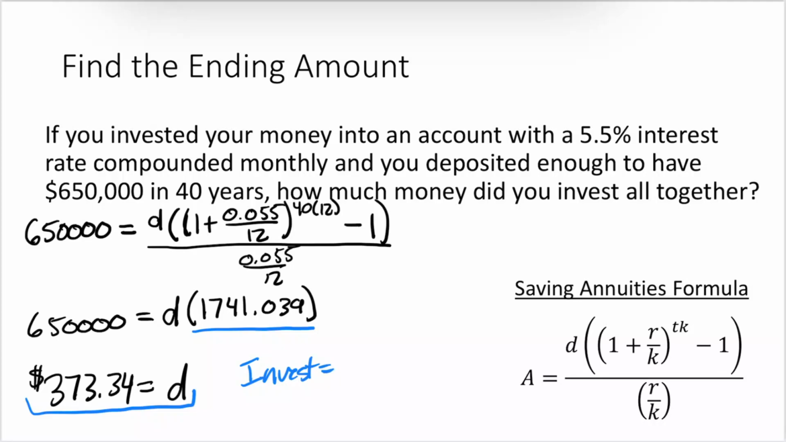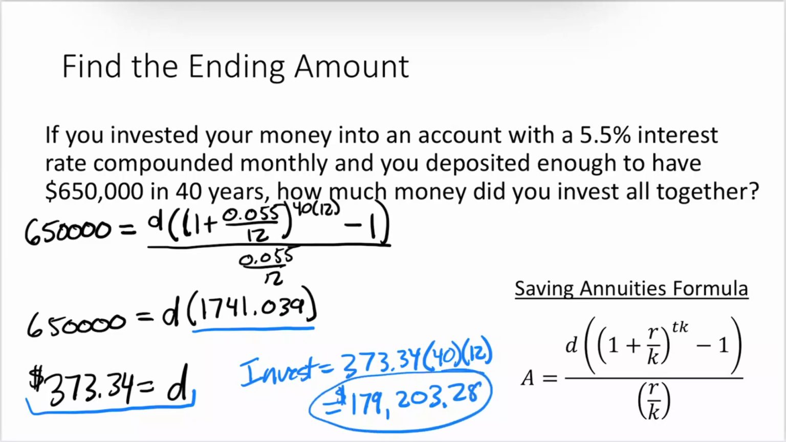So to figure out how much money we invested, we would basically take that deposit and multiply by the number of months that we deposited that amount. So I'd take $373.34 and multiply by 40 years times 12 months. And when I multiply those together, I end up with $179,203.28. And so the amount of money that we invested was that number there.